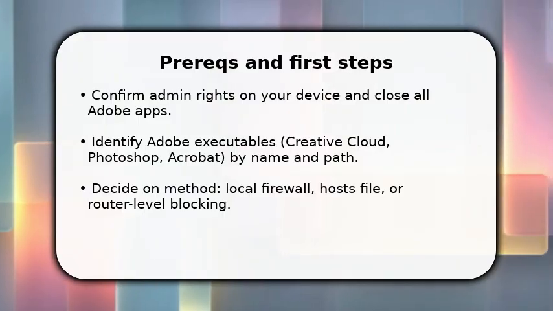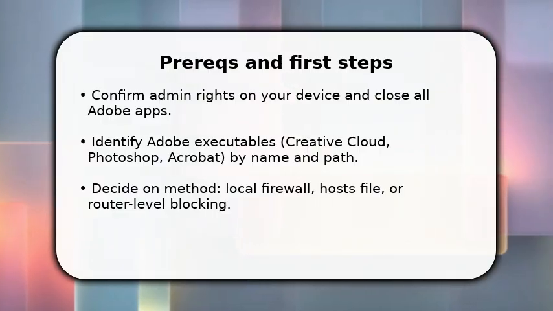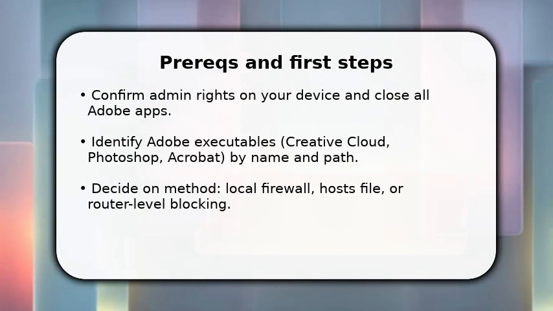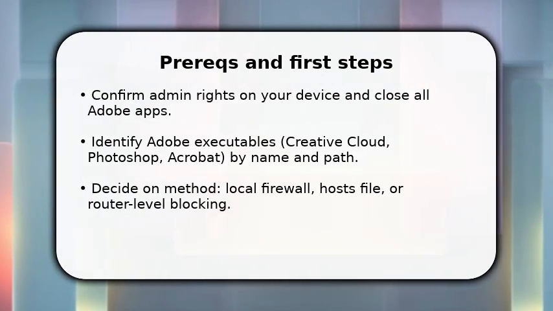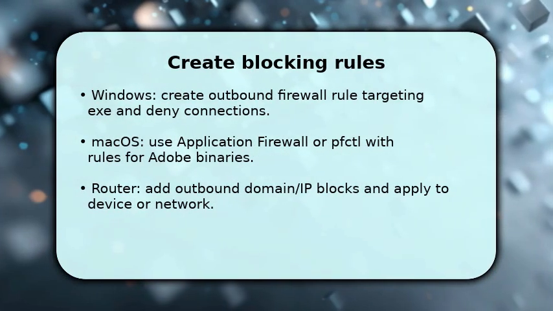Make sure to document which domains and IP ranges Adobe uses before you block them, because that list affects updates and activation. This saves time and reduces accidental service disruption when you proceed to create rules. You'll now create the rule itself.